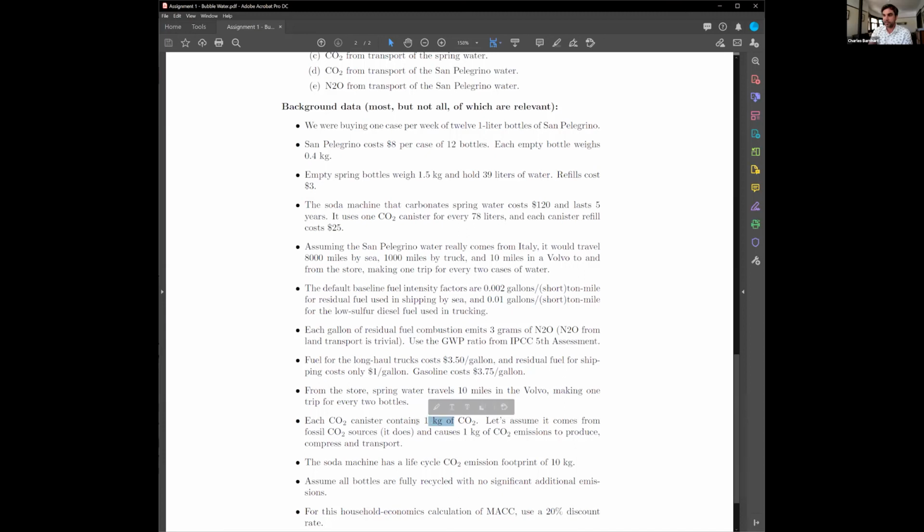And so then that 1 kilogram of CO2 in the canister now goes into the atmosphere. But that 1 kilogram of CO2 didn't come for free. It had scope 3 emissions. You had to not only fill it with 1 kilogram of CO2, but it cost energy to fill it up. And so the scope 3 emissions cause an additional 1 kilogram of CO2 emissions to produce, compress, and transport. So this is all scope 3 emissions for that 1 kilogram of CO2 that's in the bottle. So each canister actually produces 2 kilograms of CO2, not just the one that's inside of it. Savvy?